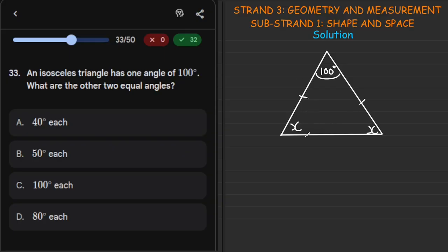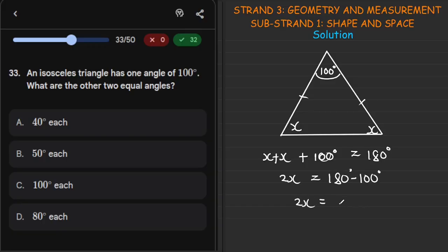In that case, we know the sum of interior angles of a triangle equals what? 180. So summing all these, we have x plus x plus 100 being what? 180. So making our x the subject, we have 2x equals 180 minus 100 degrees. So we have 2x being equal to, if we subtract this, we have 80. Then we divide both sides by 2. So our x is equal to 40 degrees. So that is A.